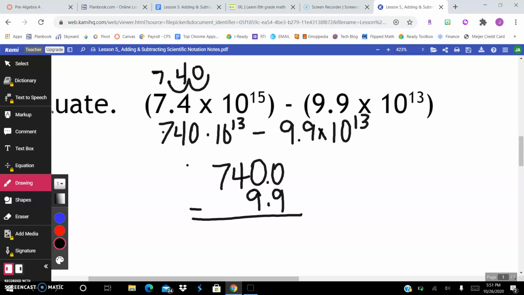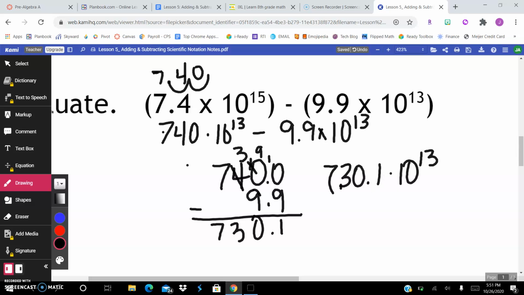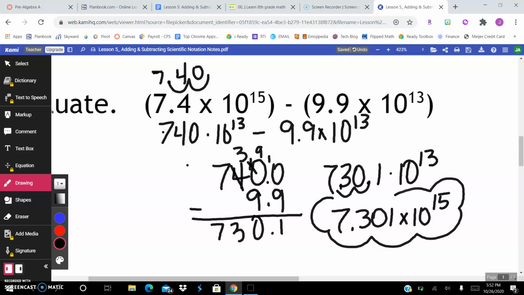Decimal and 0 here. Do some borrowing. 10 minus 9 is 1. 9 minus 9 is 0. Bring that 7 and the 3 down and our decimal. So we have 730.1 times 10 to the 13th. I need to add 2 more decimal places to make it in scientific notation, because remember we have to have that number between 1 and 10. And if I add 2 more decimal places onto that, I am back to the 15th exponent.